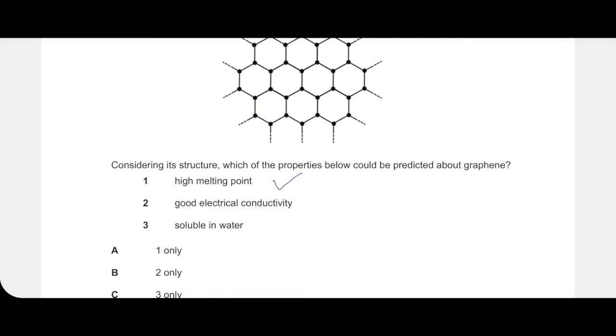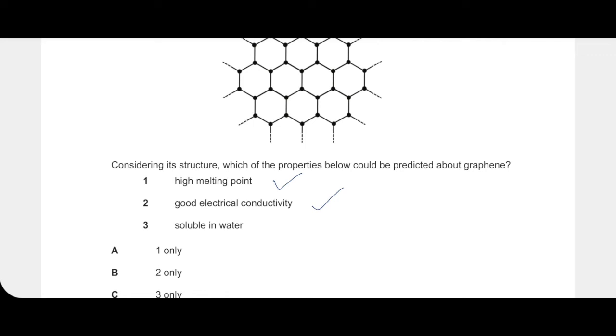Good electrical conductivity. That is true. This is because for every one carbon atom, it has 3 bonds. Therefore, 3 electrons are being donated to other carbon atoms. However, there are 4 electrons on the outer shell of carbon, and therefore we have 1 electron spare, and that electron is delocalized. That electron can carry and conduct electricity across the structure, and therefore 2 is correct.